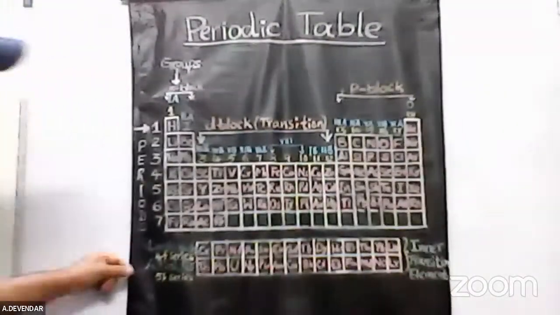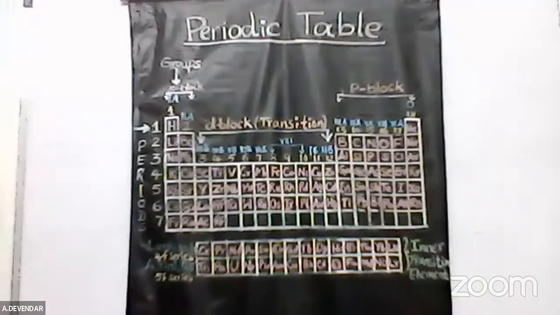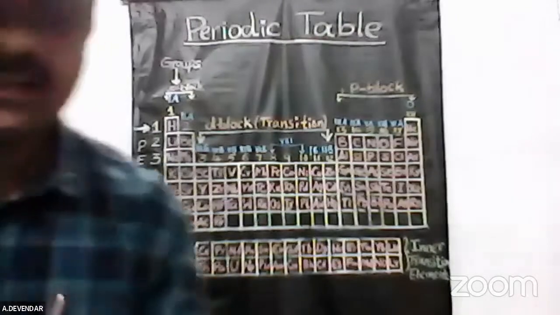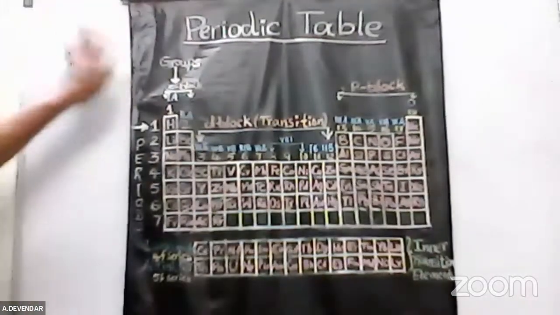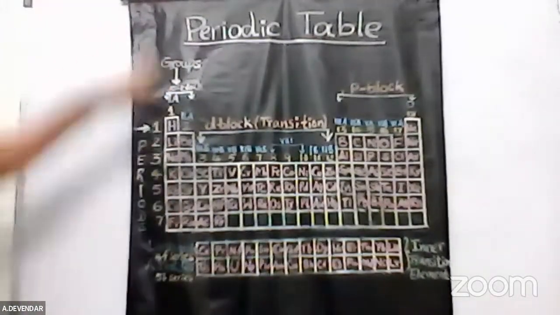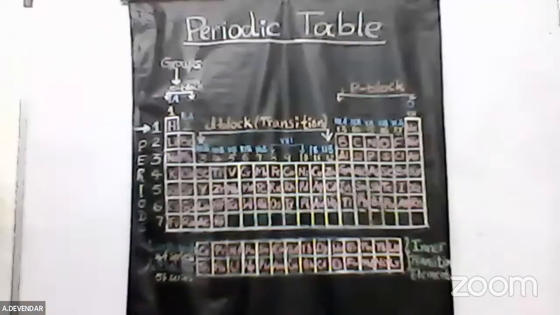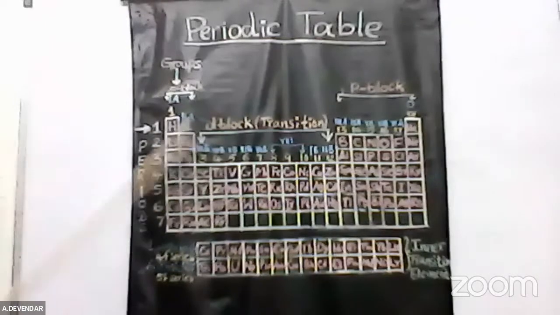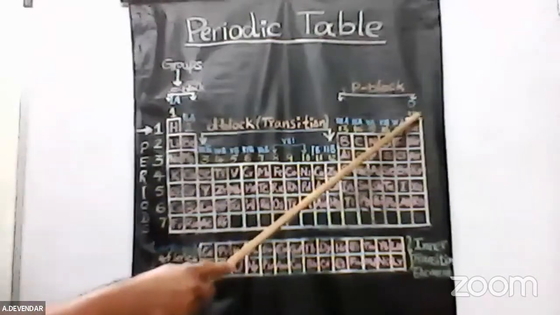Yes, this is the periodic table. I hope you can understand it easily. Actually, the chart is not there, so I drew this periodic table. See, these are the groups. The vertical columns are called groups. First group, second group, like that. How many are there? 18 groups are there.